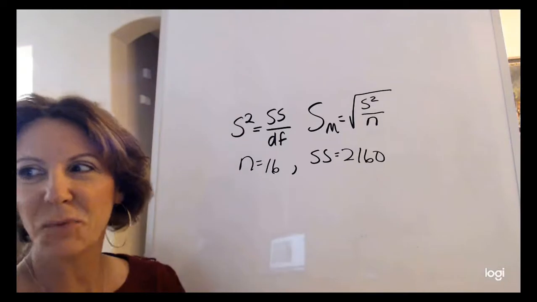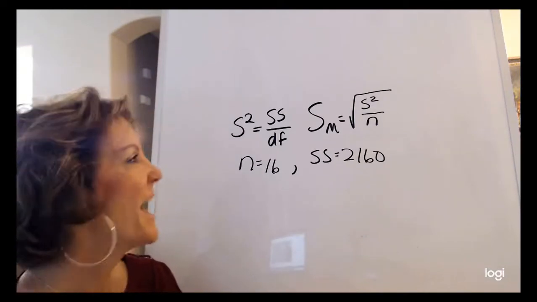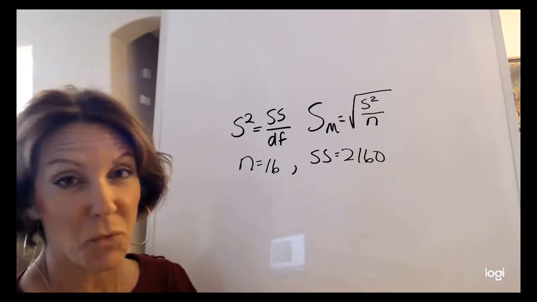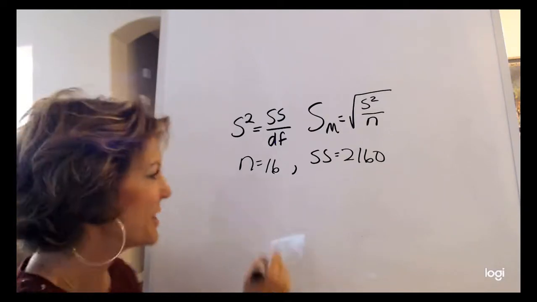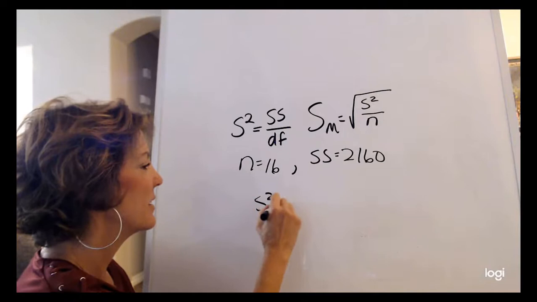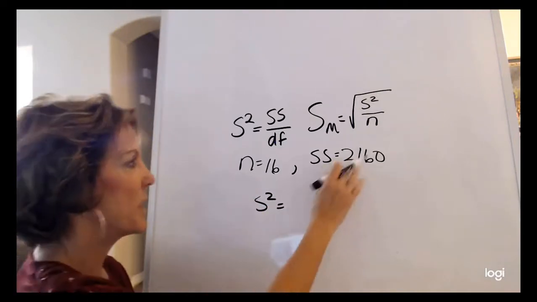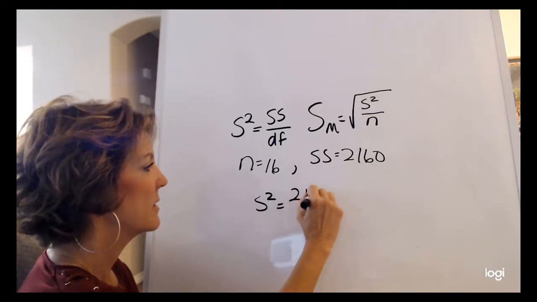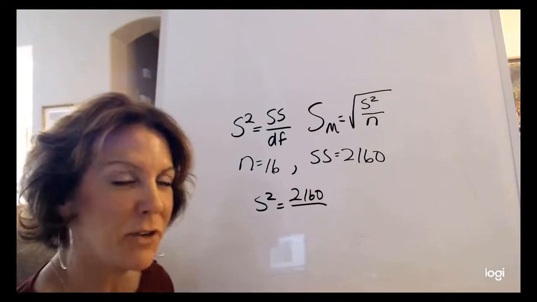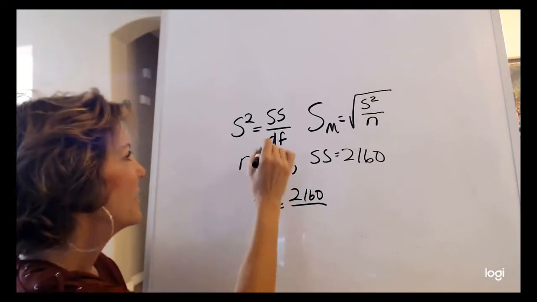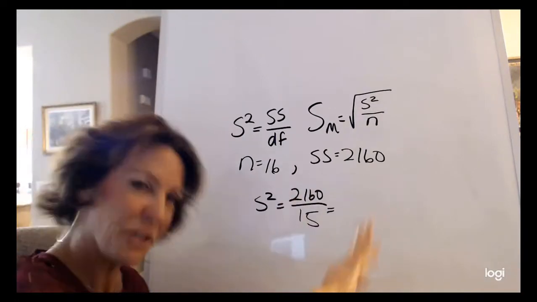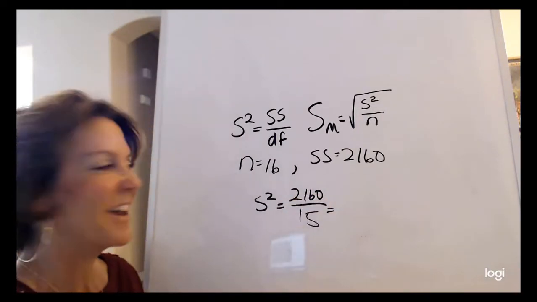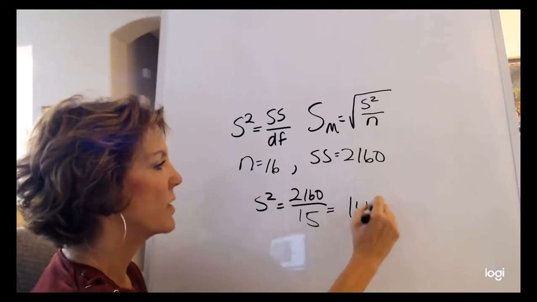Okay, for this last one, we have an n of 16 and sums of squares of 2,160. The very first thing I need to do is to figure my variance. And my variance is my sums of squares divided by my degrees of freedom, or n minus 1. So 16 minus 1 is 15. And do the math on that, and our variance is 144.